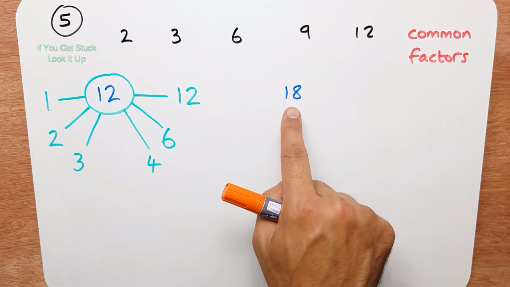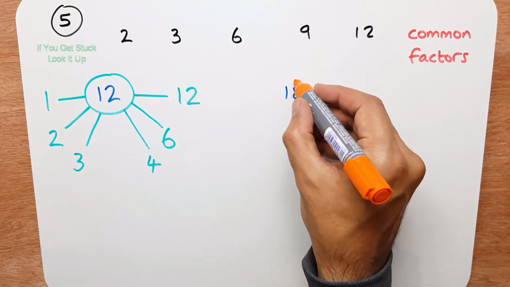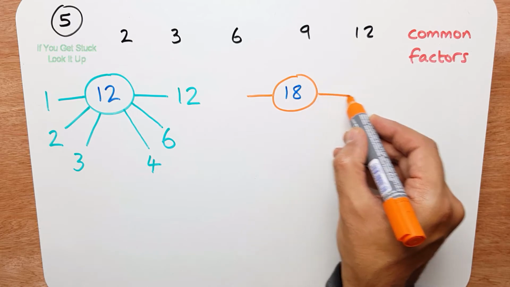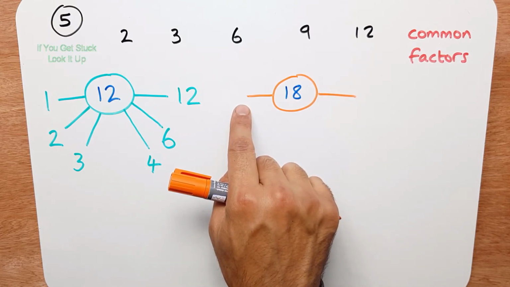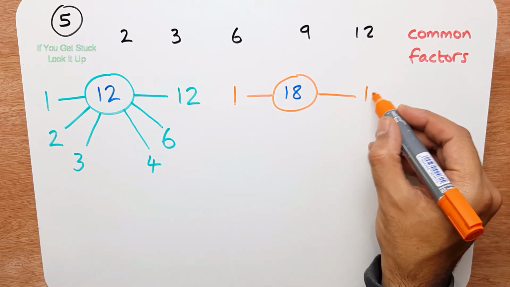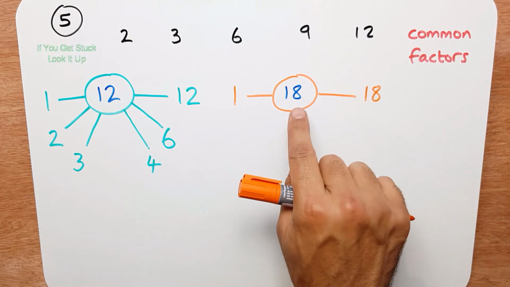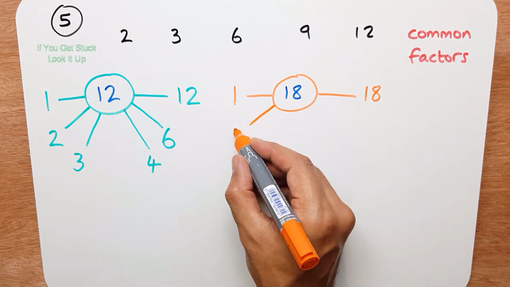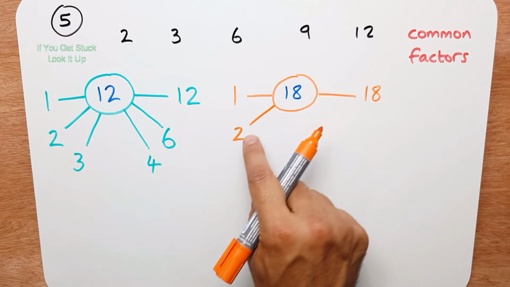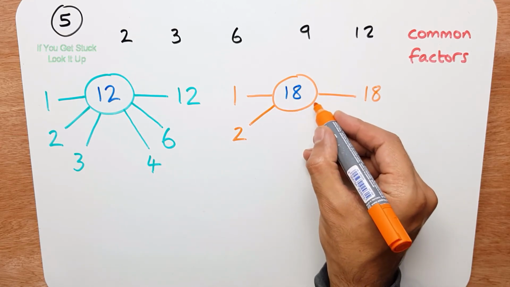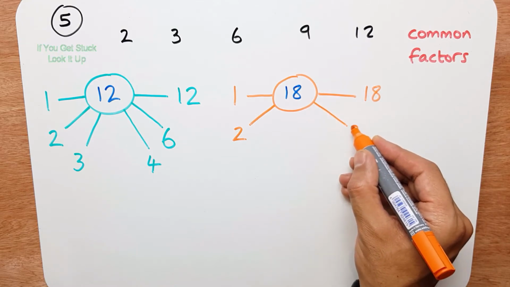Now I'm going to do the same thing with 18. So circle 18 and draw 2 wings. Always put the number 1 on the left hand side and the number 18 on the right hand side. I know 18 is an even number, so 2 is a factor. So 18 divided by 2, or half of 18, is 9. So on the opposite side, I put the number 9.